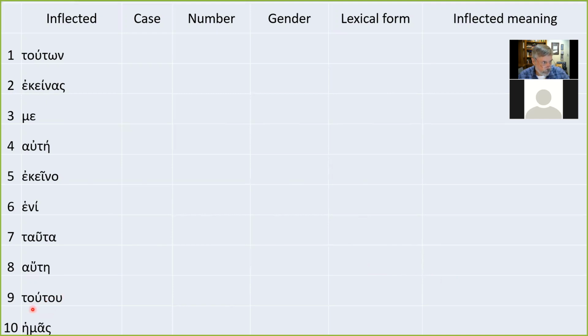Handout. What about 2-2? What case is that in, with the omicron upsilon ending? It's genitive. Yes, sir. And is it singular or plural? It's going to be singular. Okay. And what gender would it be?